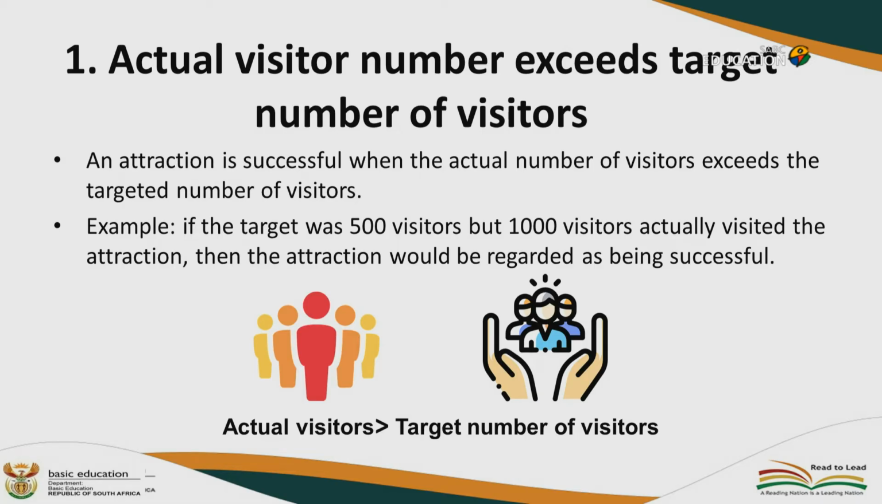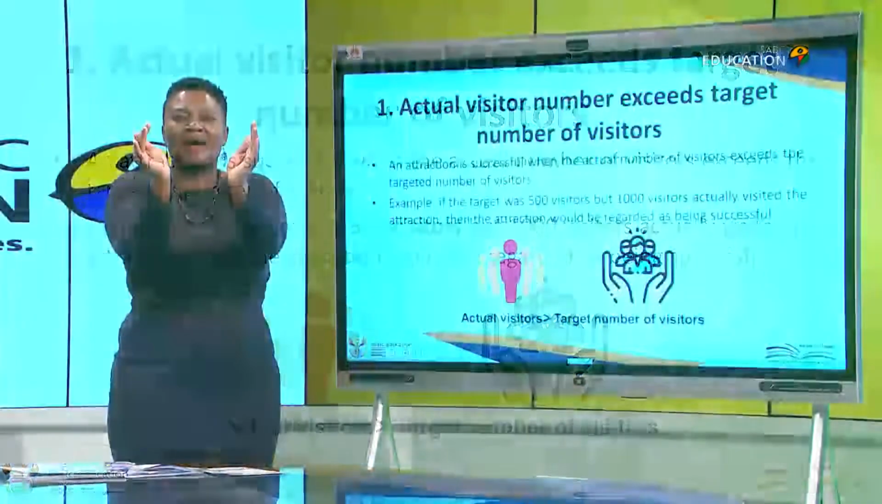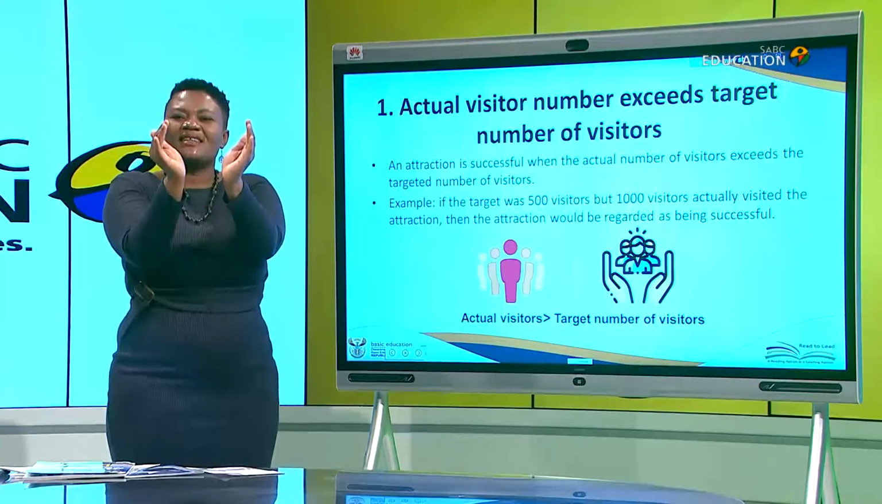So if you look at my image, I've got actual visitors. Then I've got those people in pink, orange, and yellow. And when I count them, it's 5 people. Then on the other side, I've got the greater than sign. Then on the other side, I've got the target number of visitors, and they're in a hand. Those hands were used for a purpose, to actually emphasize that this was the targeted number. And we can see from that picture, there are 3 people. 3 people was the targeted number. But now the actual visitors, there were 5.